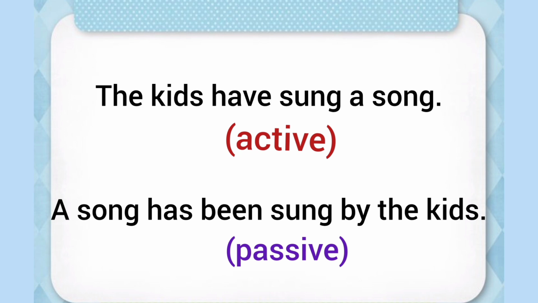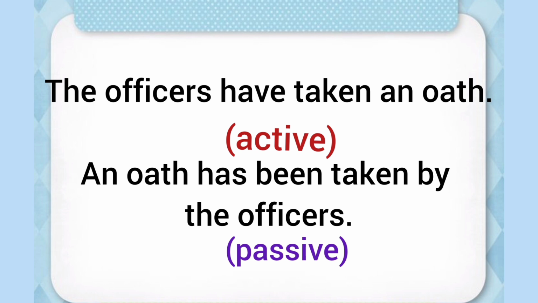The kids have sung a song. Replacement of subject object, a song is there. Have is there, so you will change it according to the subject. Song is singular, so it is has. Addition of been, rest of the sentence is same, sung by the kids. The officers have taken an oath. An oath has been taken by the officers.